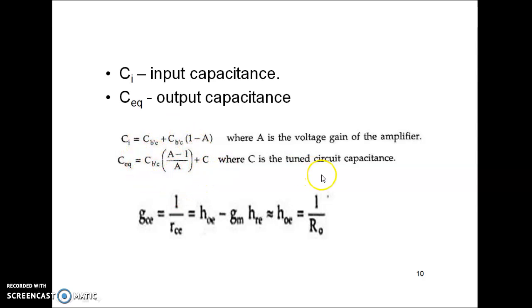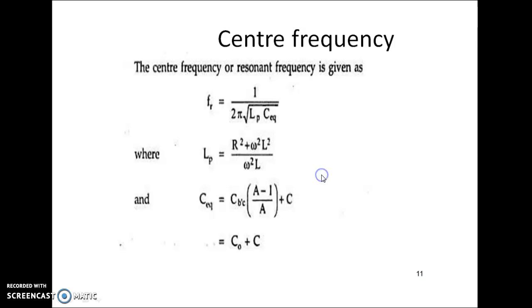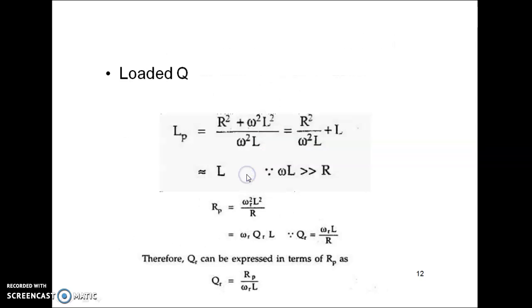Plus the tuned circuit capacitance. Now the center frequency, or the resonating frequency, is given by 1 by 2 pi square root of Lp into C equivalent, because this is my parallel inductive equivalent value and this is my equivalent capacitance at the output side, which includes Cb'c into (A minus 1) by A because of the Miller effect, and Lp is equal to (R square plus omega square L square) by omega square L.